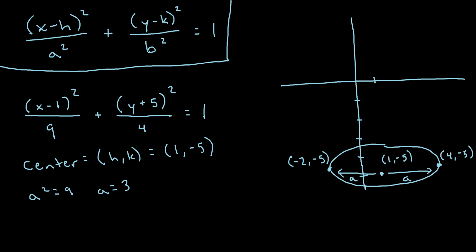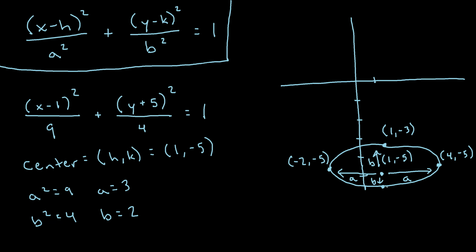To find the co-vertices, recall these are the points where we have to add and subtract b to the center. So b squared is going to be equal to the smaller denominator, which is equal to 4. So we can write b squared is equal to 4. If we take the square root of each side, b will be equal to 2. So we can add 2 to the y-coordinate of the center. So if we do that, negative 5 plus 2 is a negative 3. So this point right here will be 1, negative 3.